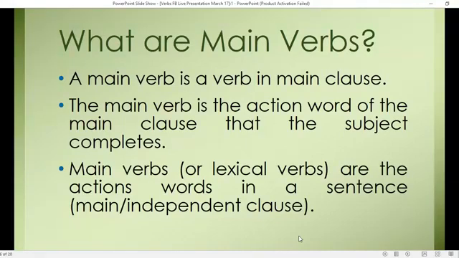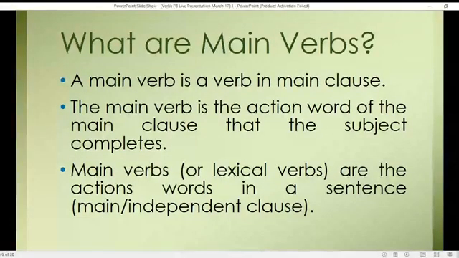So the main verb is simply the action word in a clause. The main clause of the sentence has an action word that the subject completes. So if we sum up, the main verbs or lexical verbs are simply the action words of the dependent clause or the main clause of the sentence.